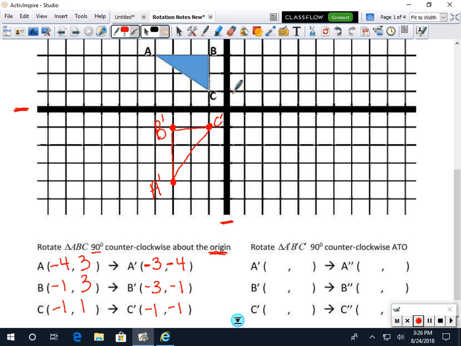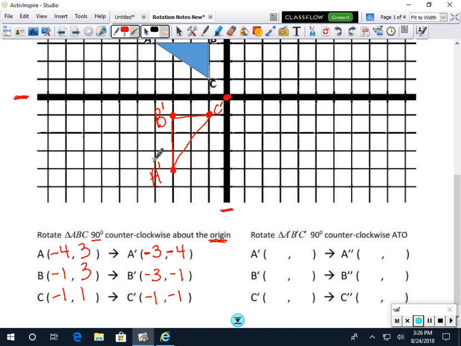So I have taken this picture here and I have spun it about the origin and brought it to here. We are now going to take this picture here, my image, and we're going to rotate it again. So if my coordinates were originally -3, -4, -3, -1, and -1, -1, when I rotate it 90 degrees counterclockwise about the origin, APO stands for about the origin, I'm going to take this picture here and move it one quadrant. So I'm moving it from the third to the fourth.